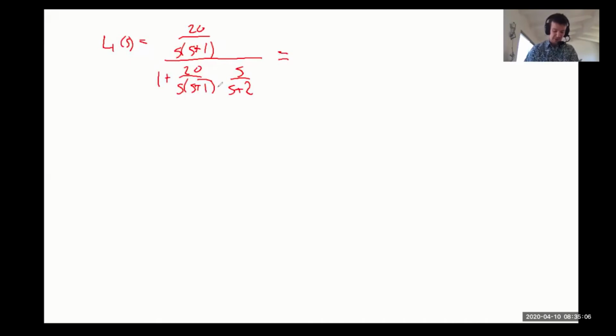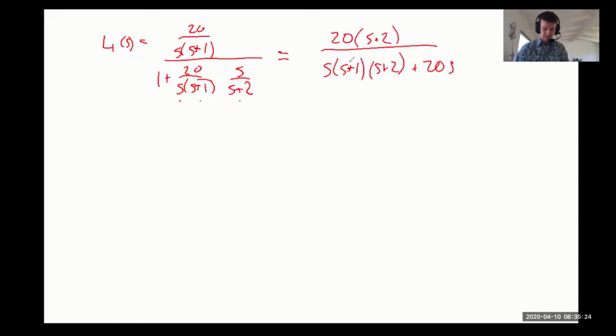So let's go ahead and clear those fractions by multiplying the top and the bottom by s times s plus 1 times s plus 2. So we end up with 20 s plus 2 over s plus 1, s plus 2, plus 20s. Okay, so we see that loop 1 is a subsystem that is third order with 1 zero. And go ahead and stop me if you have any questions on this algebra. Otherwise, I'm prone to just kind of firing through it.